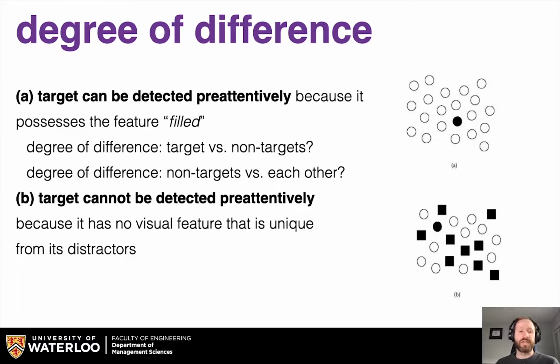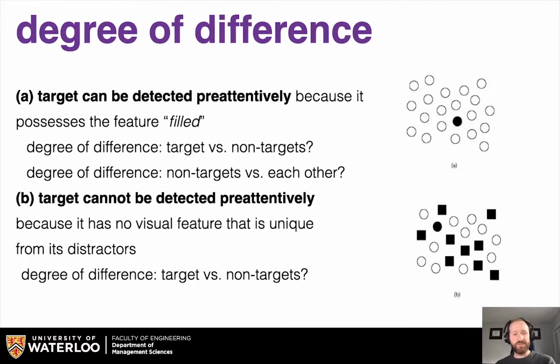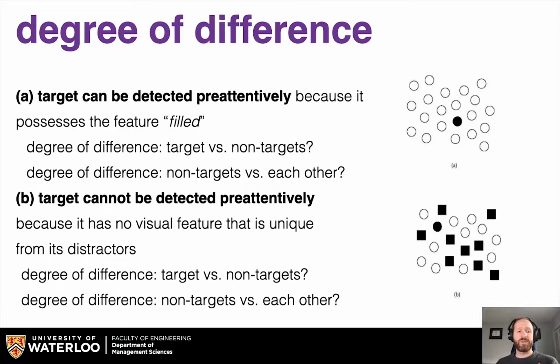With B, the target cannot be detected pre-attentively. It's because it has no visual feature that is unique from its distractors. It shares both the filled property with the squares and the shape property with the circles. So the degree of difference from the target to the non-targets is smaller, relatively speaking. It's only got one variable different rather than two that would really make it stand out. And the degree of difference between the non-targets and each other is quite high. Let's take a look at another example.